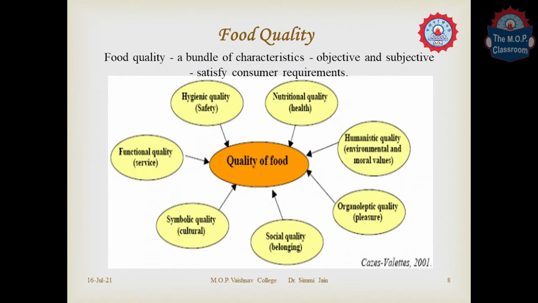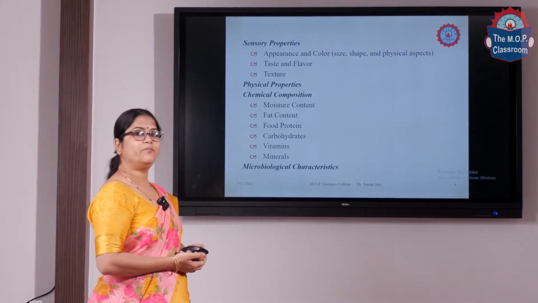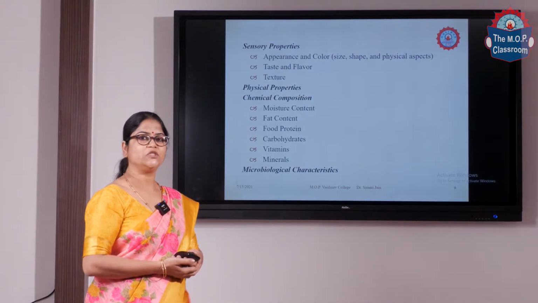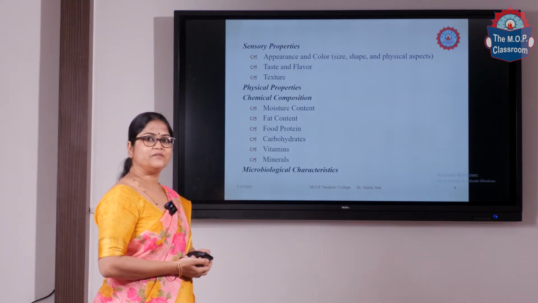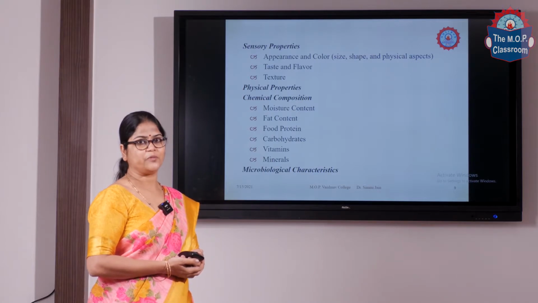Now, let's understand what is food quality. Food quality is a bundle of characteristics, objective and subjective, that satisfies the consumer requirements, and it includes nutritional quality, humanistic quality, organoleptic quality, social quality, symbolic quality, functional quality, and hygienic quality. There are 4 important properties which define the quality of the food, and they are the sensory properties, physical properties, chemical properties, and microbial properties.